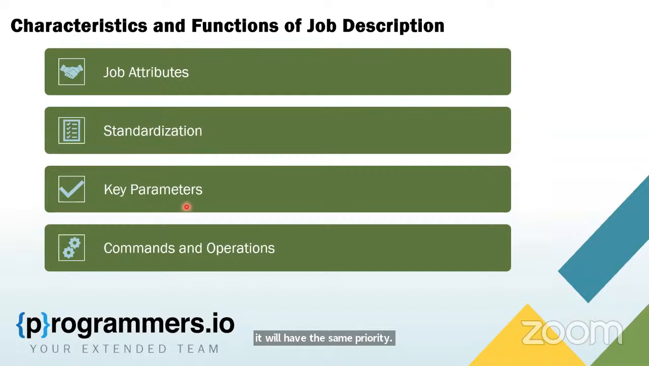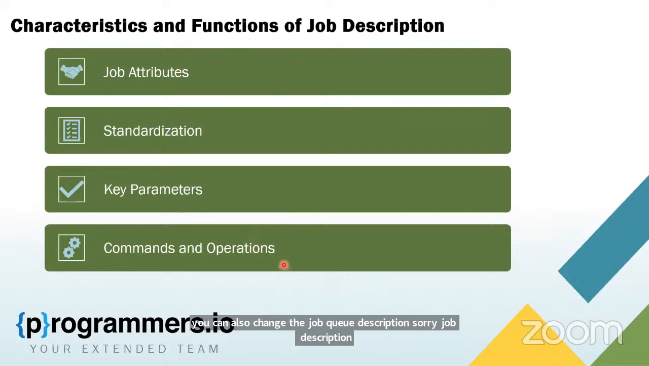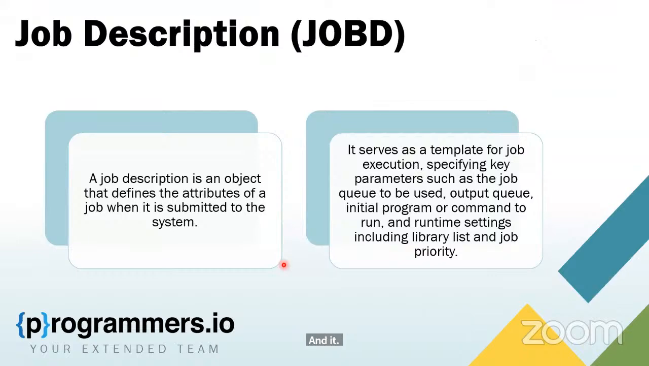Key parameters are the priority, output queues, job queue, these kinds of things. And you can also change the job queue, job description, and all these attributes of the job description.